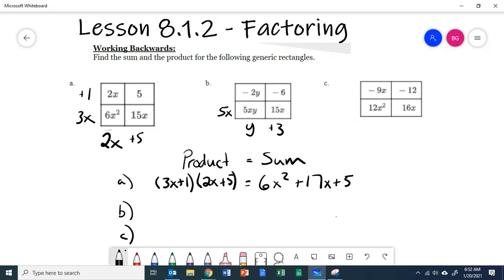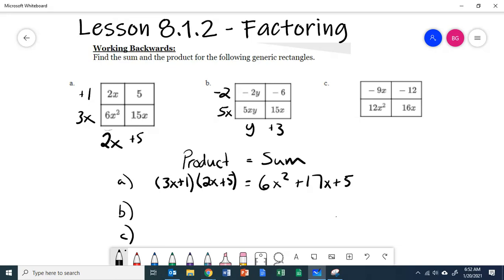Now go up to the top left one, the negative 2y. I already have a y down here, so y times what is negative 2y? Well, that would be a negative 2, so I'd write a minus 2. Now check your last box here in the top right. Negative 2 times 3, is that a negative 6?